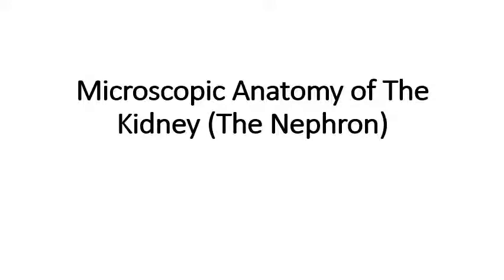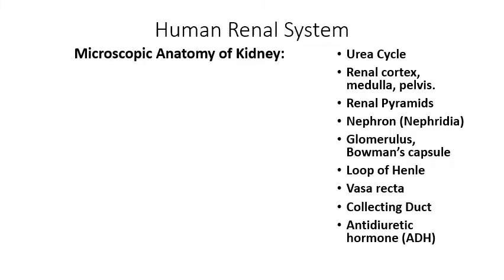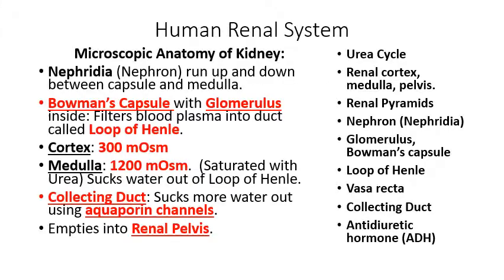Okay, let's take a look at the nephron. All right, so the renal artery divides up into a whole bunch of renal arterioles, and then the individual arterioles will flow into these microscopic filters that are referred to as nephrons, individual nephrons.